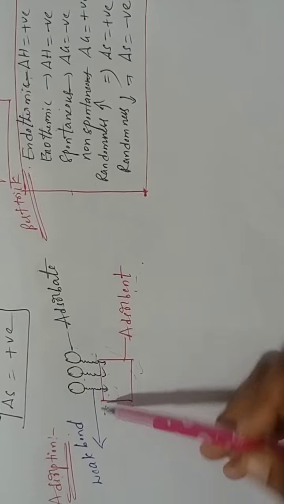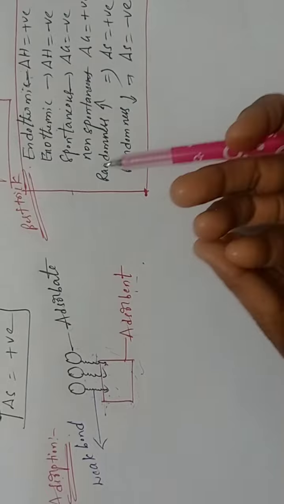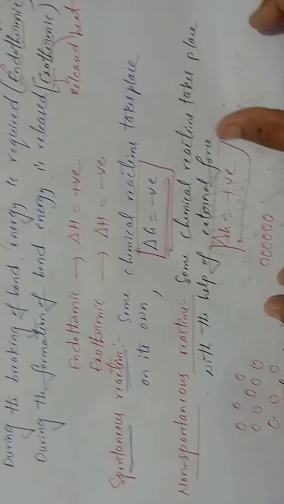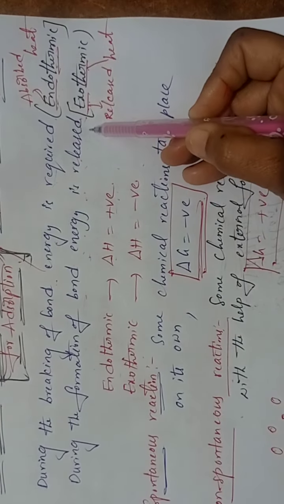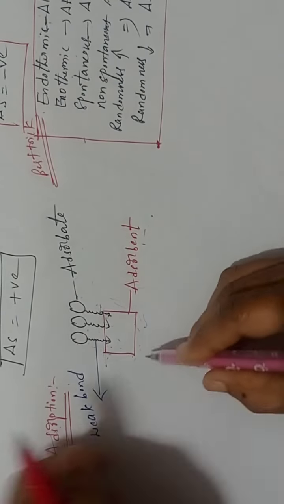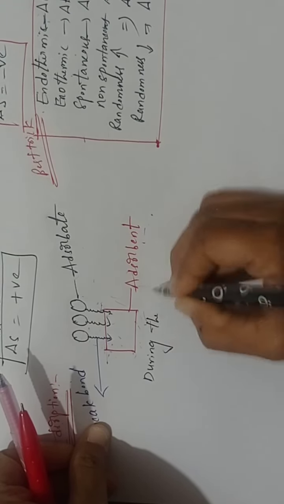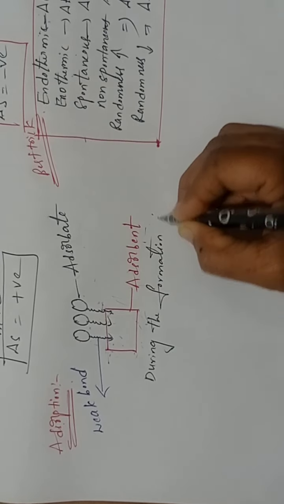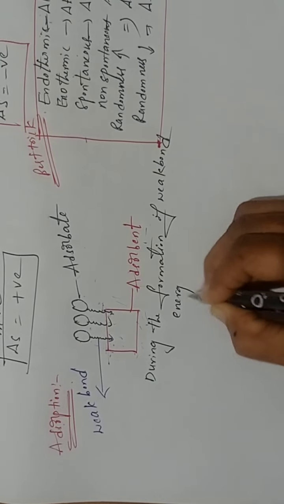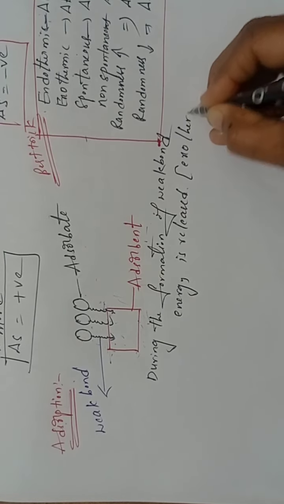So during the formation of bond, energy is released. We know that. I already discussed it: during the formation of bond, energy is released. Correct? Energy released means exothermic. That's why during the formation of a weak bond, energy is released. So it is which process? It is an exothermic process. Understanding?